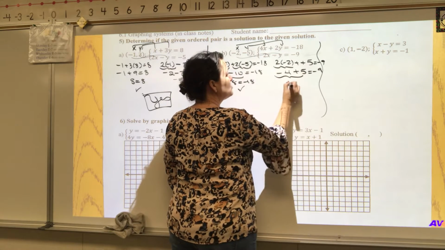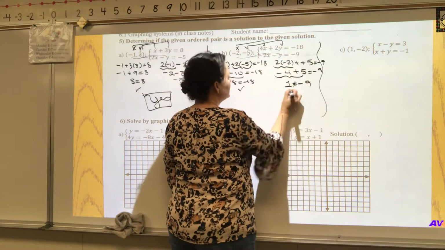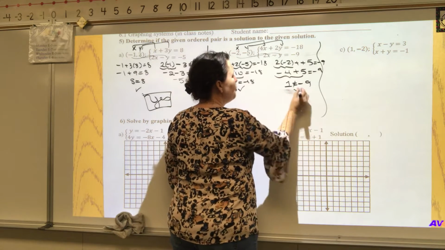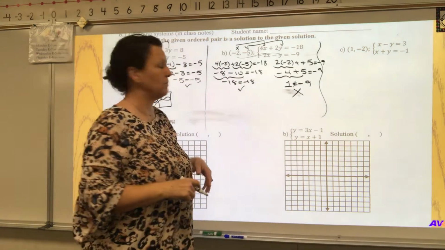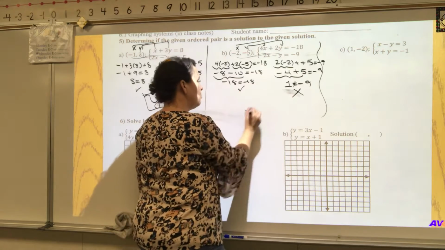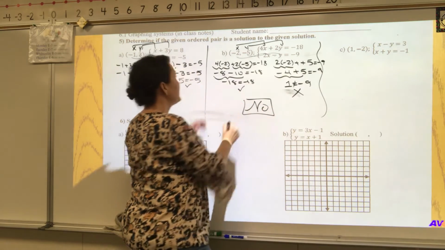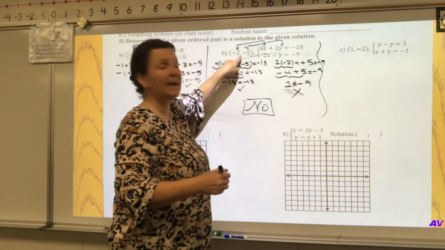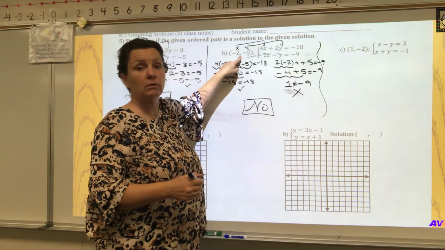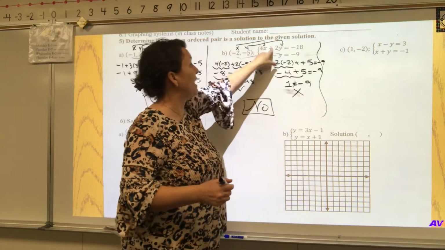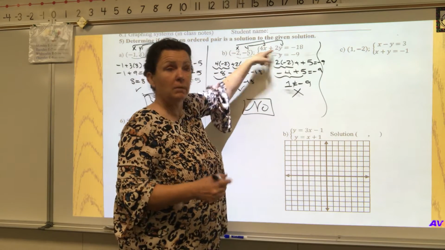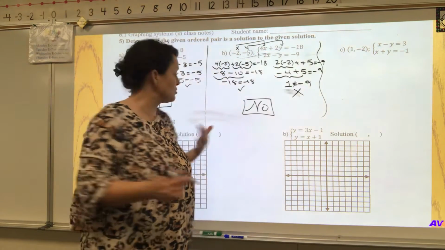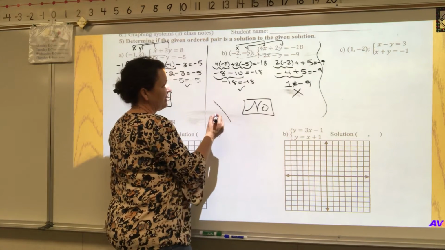So 5 take away 4 is 1. Nice. That's a big old, that's a nope. 1 is not the same as -9. So that's a yes, that's a no. Overall, no. That is not the answer to the system. That means if you graph these, that is not the intersection point. I do know that that point is on that line somewhere, because it came out to a truthful statement.